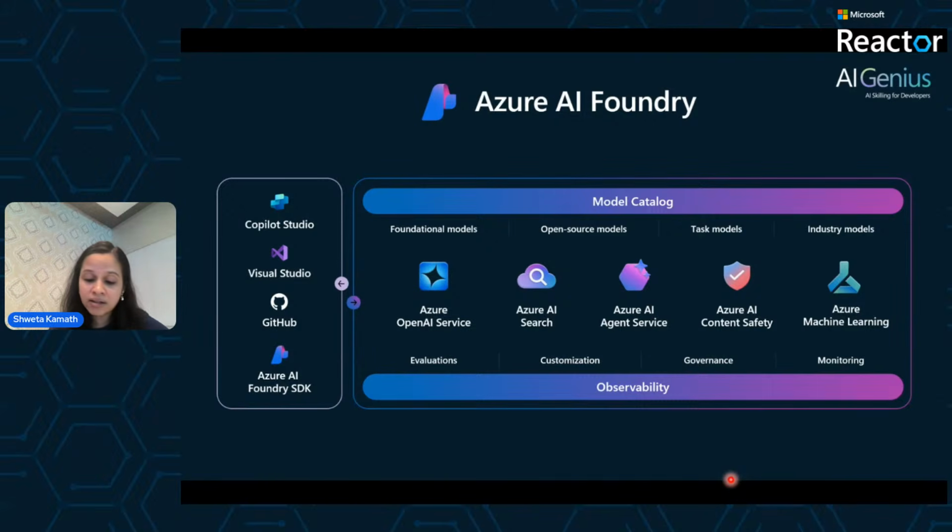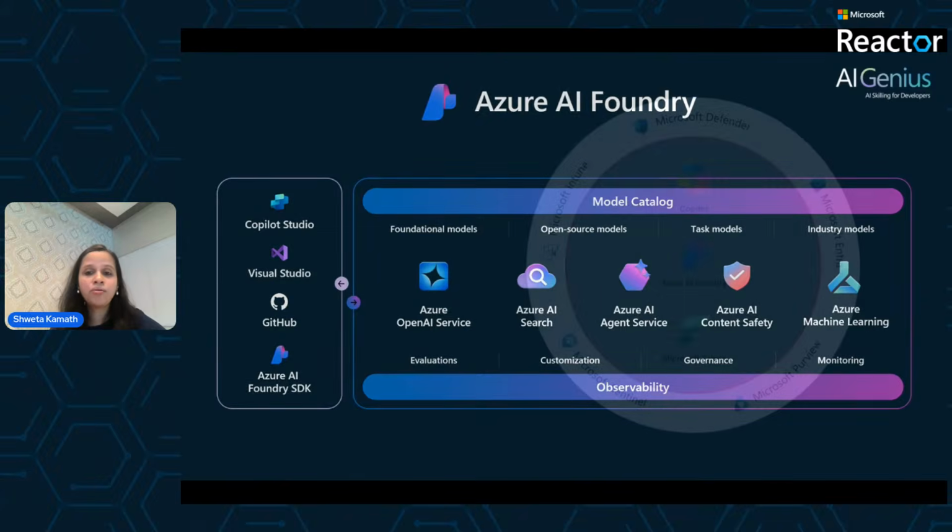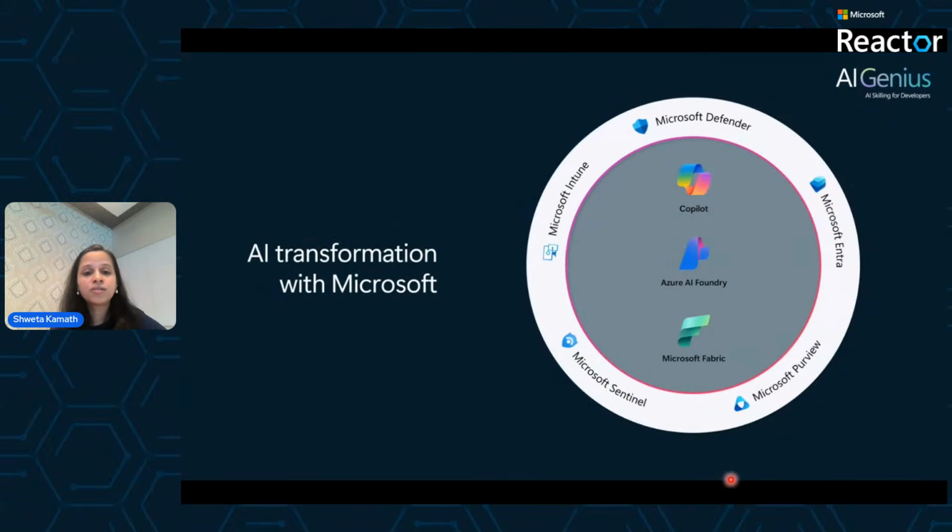So now, after understanding Azure AI Foundry, let's go ahead. So now, what does this mean? So we spoke about Fabric, we spoke about Power BI, we spoke about Foundry. So if you can see here at the center, you can see Fabric, Foundry, Copilot, which was there in Power BI, which is also there in Fabric.